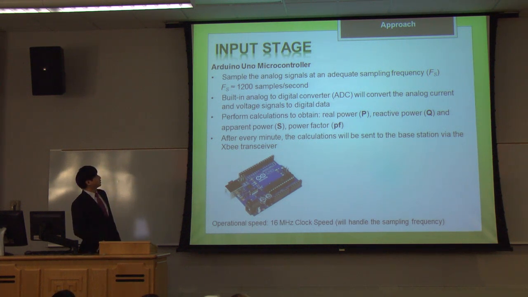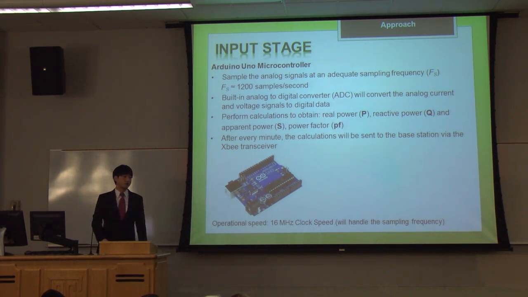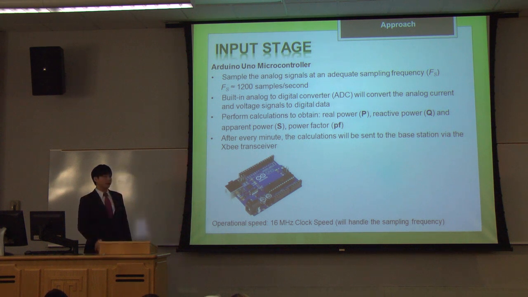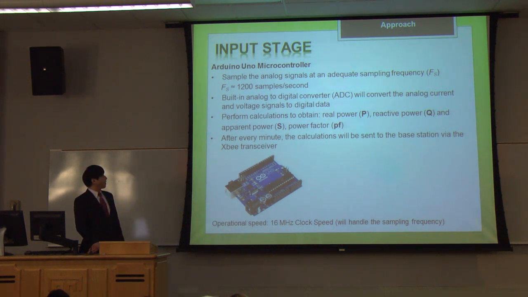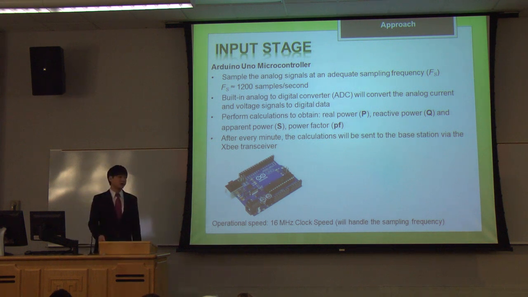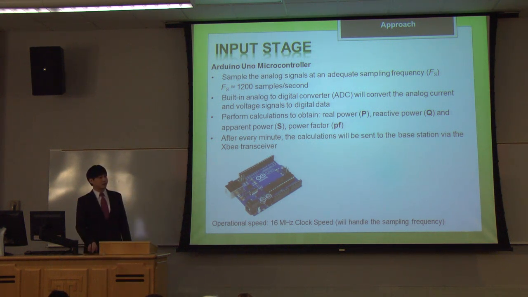So in the input stage, we use the Arduino Uno as the microcontroller. It samples the analog signal at a sampling frequency of 1,200 samples per second. And the AD converter will convert the voltage and current signal to digital data. It also calculates the real power, reactive power, apparent power, and power factor. And the calculated data will be sent to the base station via the XBee transceiver every minute.